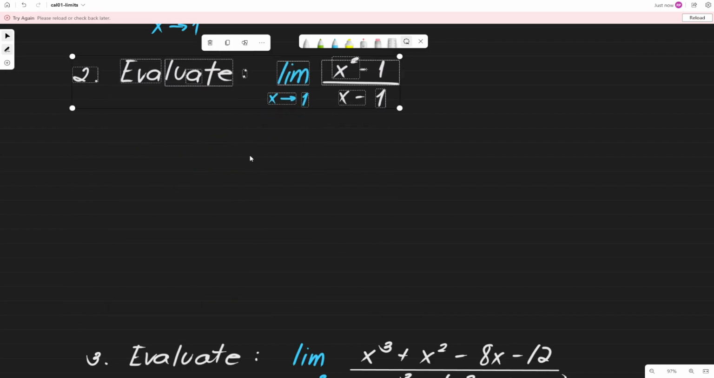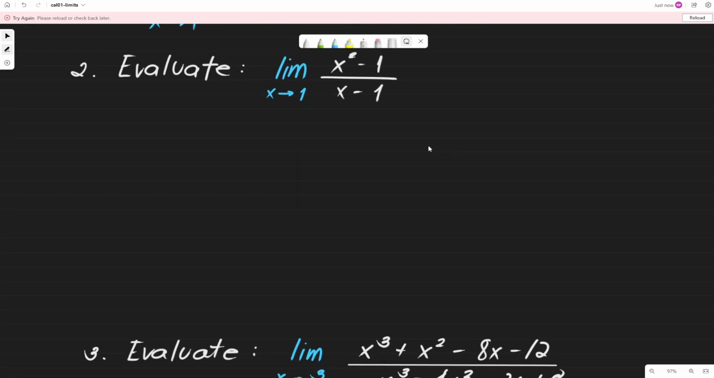So we are asked to evaluate the limit of x squared minus 1 over x minus 1 as x approaches 1. So kung isa-solve natin siya directly, just like what we did on the first example, this will give us 1 squared minus 1 over 1 minus 1, which is essentially 0 over 0, or undefined. However, we still need to come up with a limit, kasi of course there is a limit for this specific function. Now, how are we going to do this?